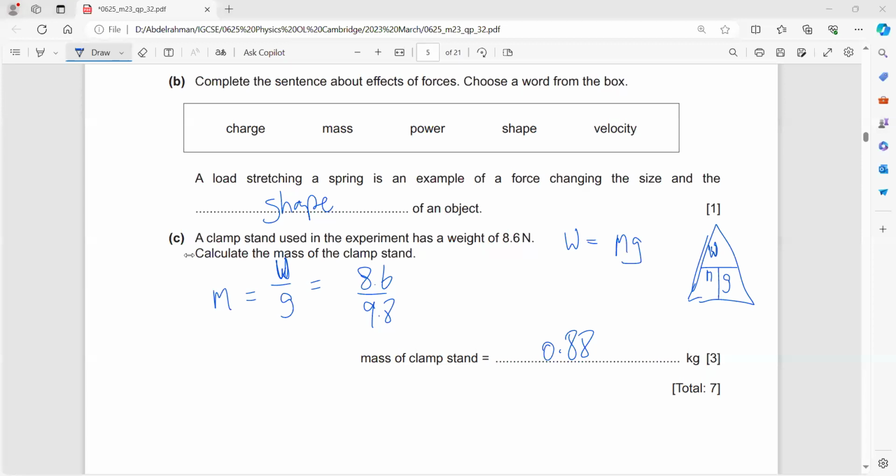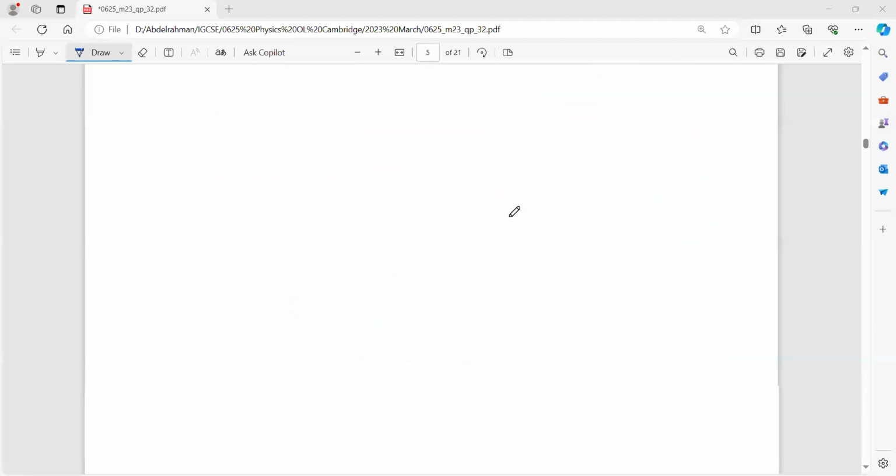You have a question? If the question asks for the weight and I have the mass, do I have to put the mass in grams or kilograms? No, in kilograms. The mass has to be in kilograms. Okay. Next question.